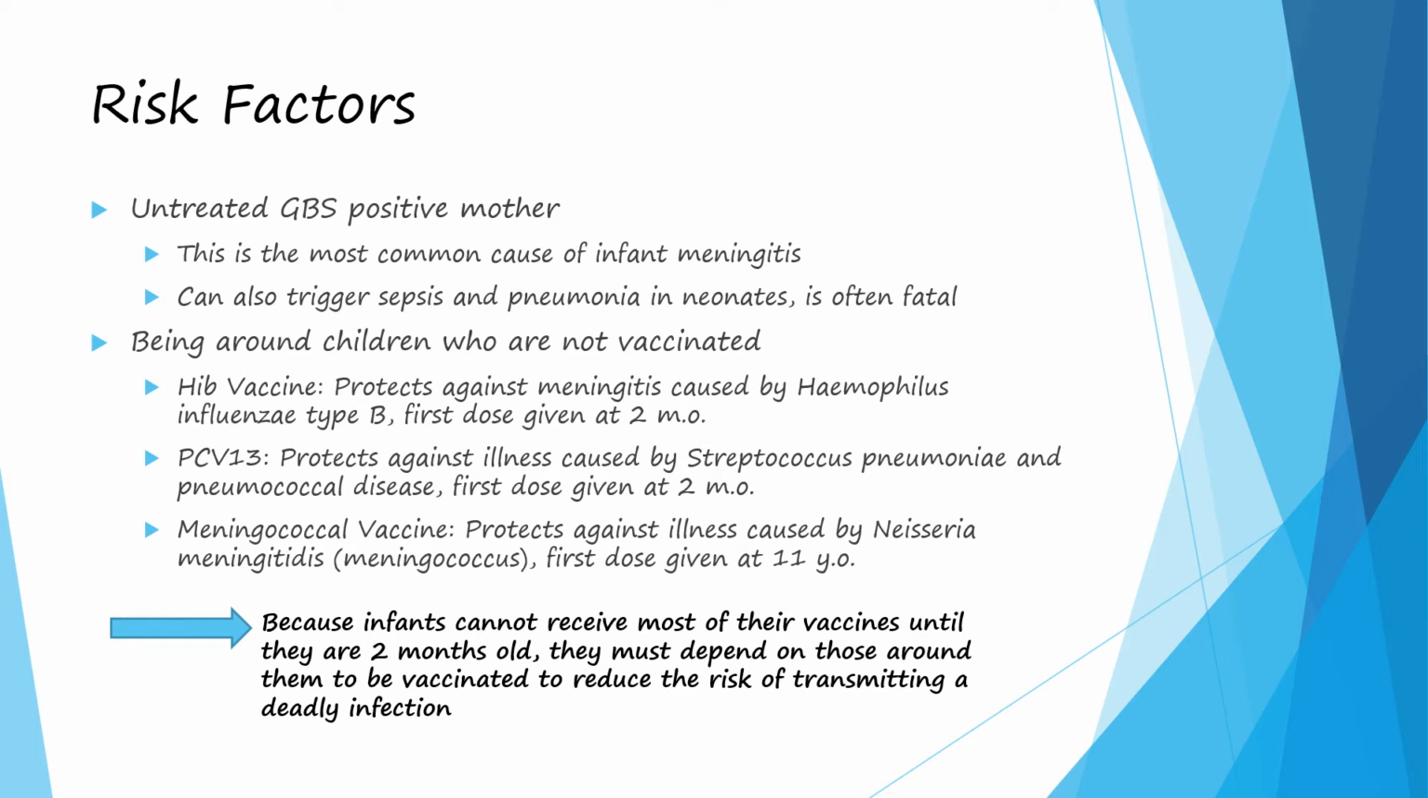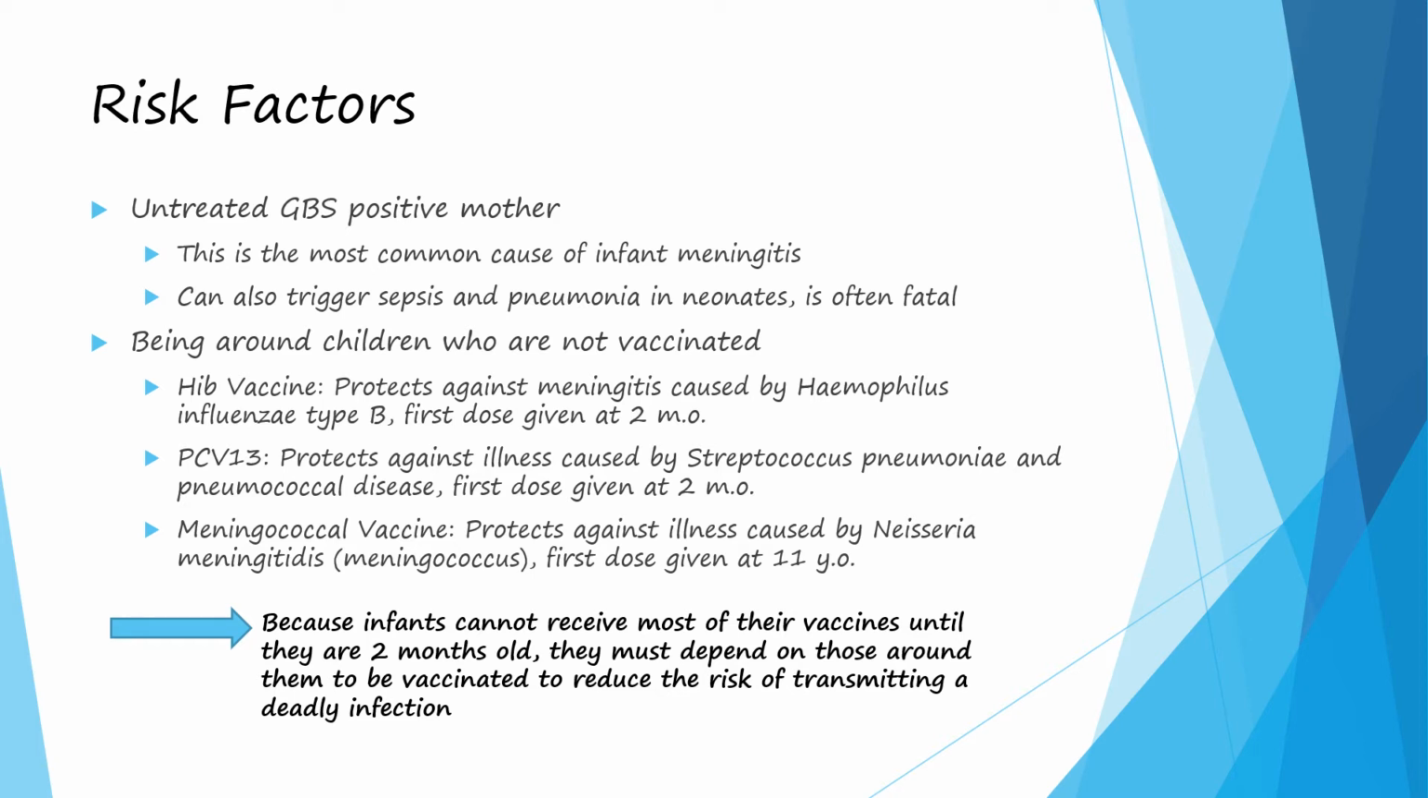Another risk factor is being around children or adults who are not vaccinated. So many vaccines protect against infant meningitis. One is the Hib vaccine. It protects against meningitis caused by the Haemophilus influenzae type B. And the first dose of this is given at 2 months old, and it's about a 3 or 4 dose series.